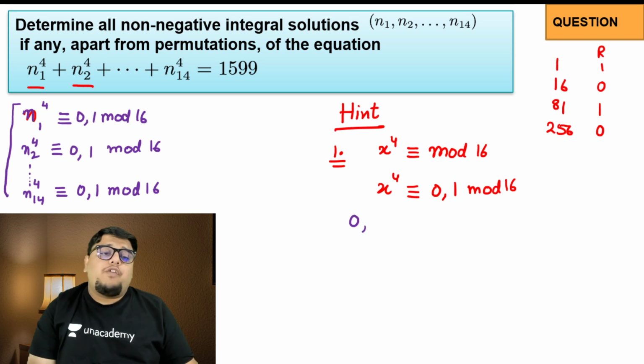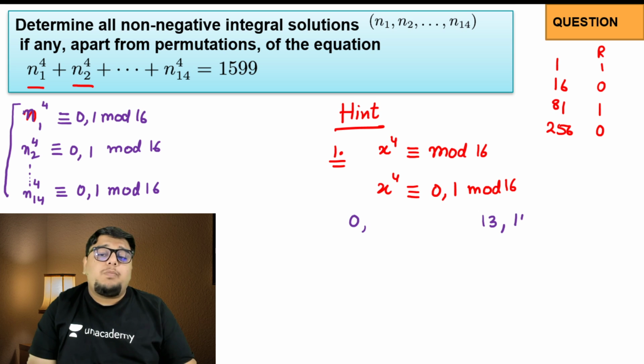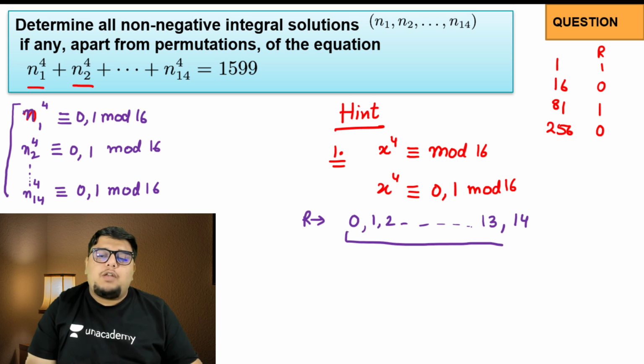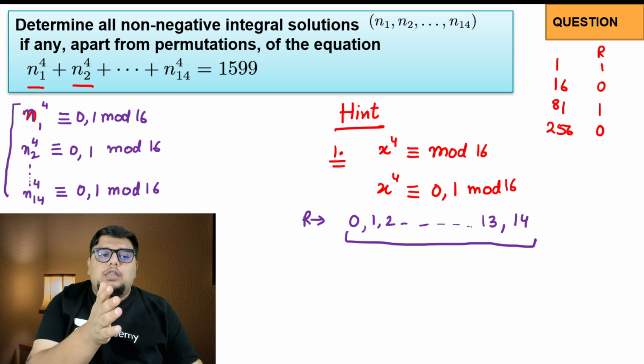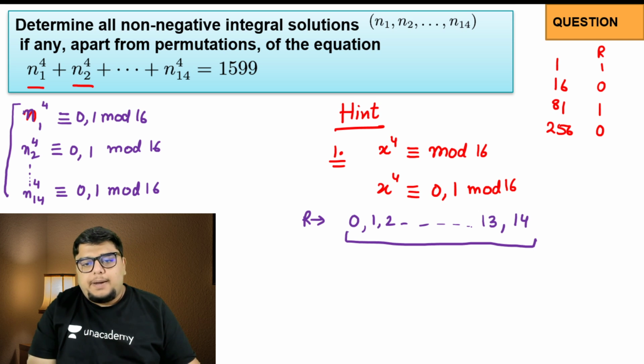Or let's say one of them is not divisible by 16 and the rest are. Then in that case, I will get my remainder as 1. And if none of them are divisible by 16, the remainder would be 14. So the possibility of remainders comes from 0 till 14. These could be the possible values of remainders when the sum of these congruences is divided by 16, right?